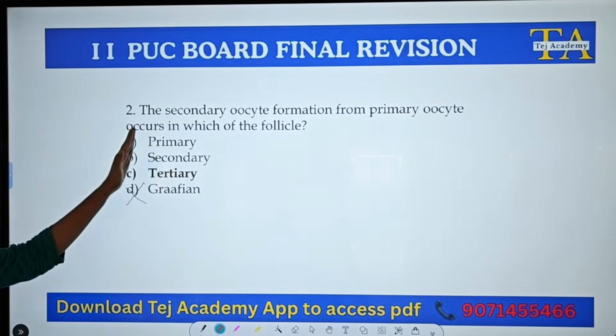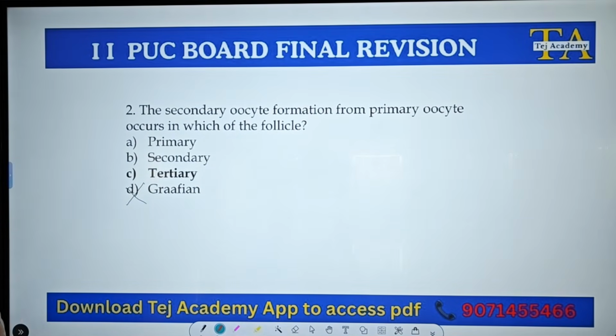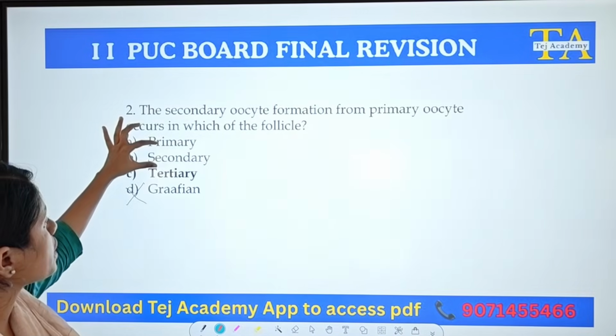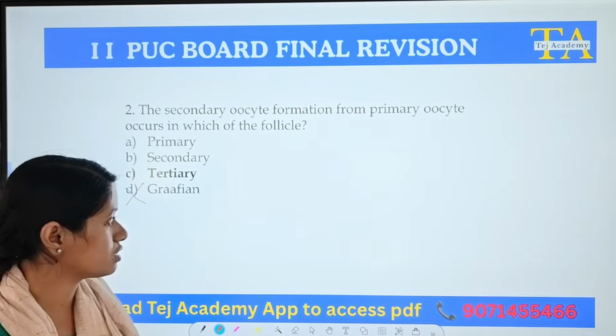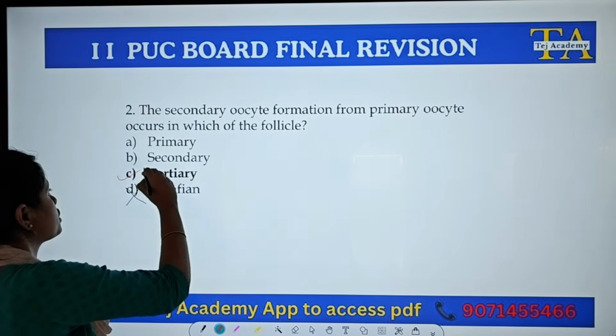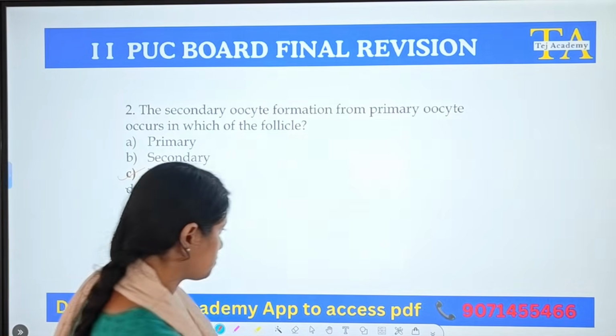And why are primary and secondary follicle not right? It is because in primary and secondary follicle stage, only primary oocyte is present. So the right answer is tertiary follicle.